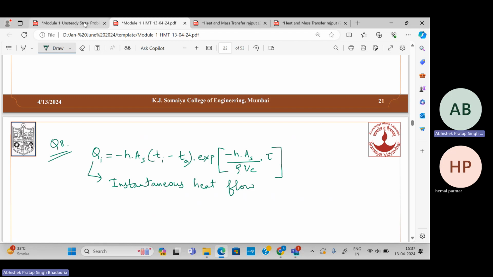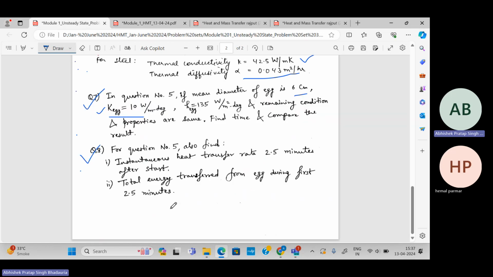Clear? Now the second one is we have to find the total energy transferred from the egg during the first 2.5 minutes. That means now we have to calculate the total heat energy.